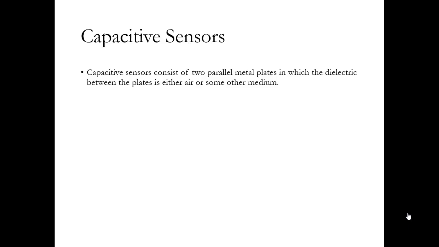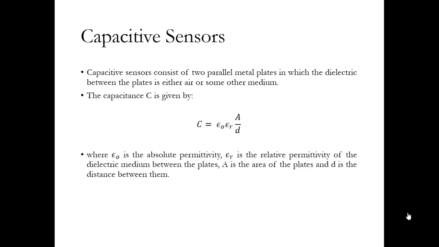Now let's come to the capacitive sensors. As the name implies, this is related to the capacitance of the sensor that changes as we change different parameters. As we have studied, a capacitor consists of two metal plates with a dielectric placed between the plates, and the capacitance is given by epsilon naught, epsilon r, A by d, where A is the area of the plates, d is the distance between the plates, and the epsilons refer to the absolute permittivity and the relative permittivity of the dielectric medium between the plates.